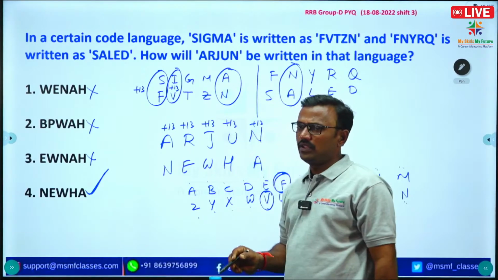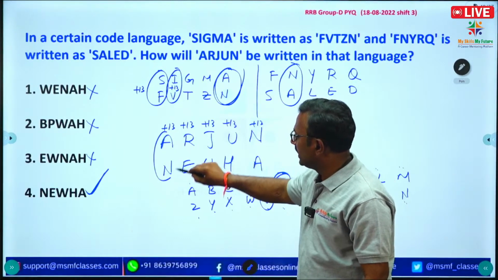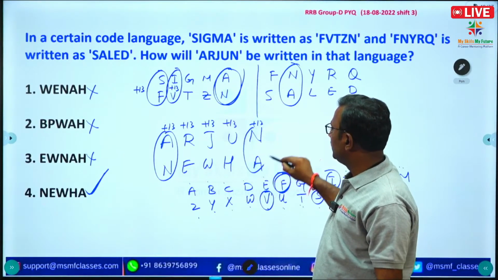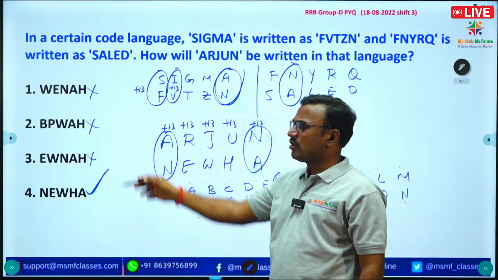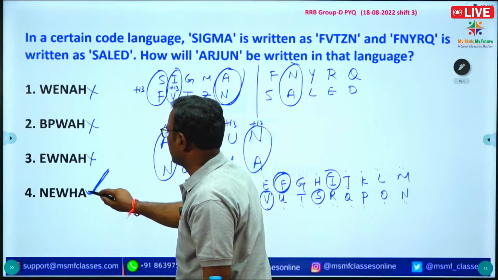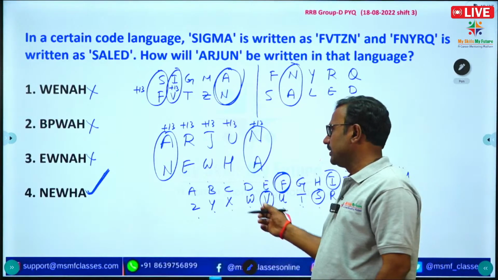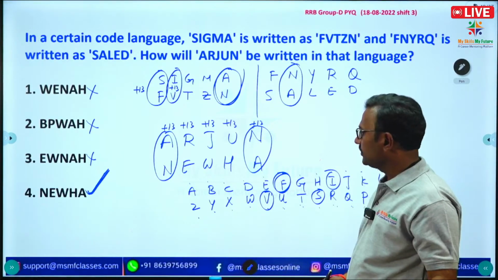Or else by using, here for the A we have N. So I am writing here N. For N we have A. So which option will have starting with N and ending with A? Option 4 itself is correct. Option 4 is having starting with N and ending with A. Okay, right. So next question.